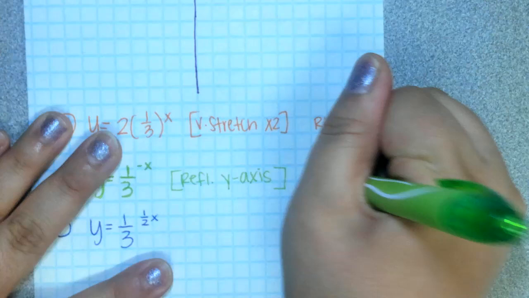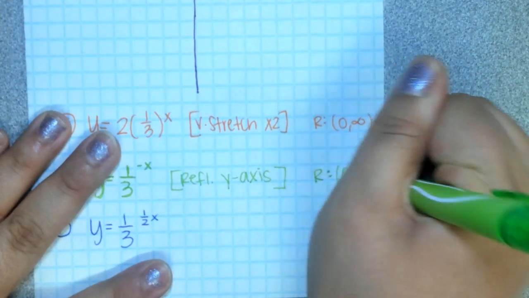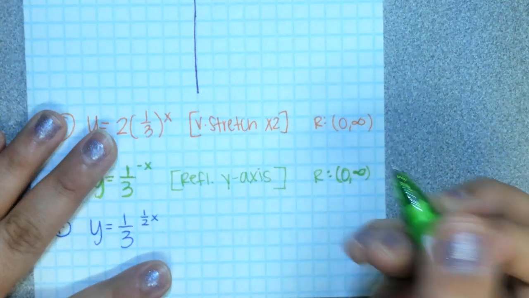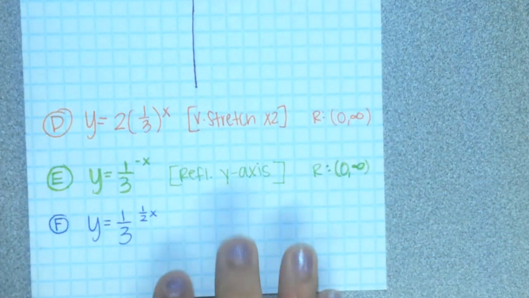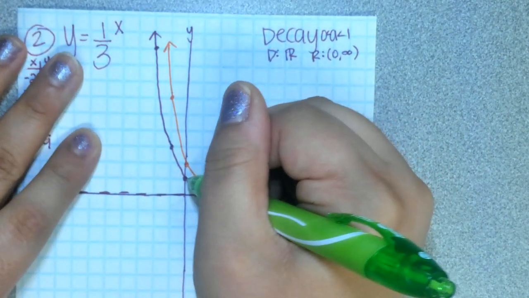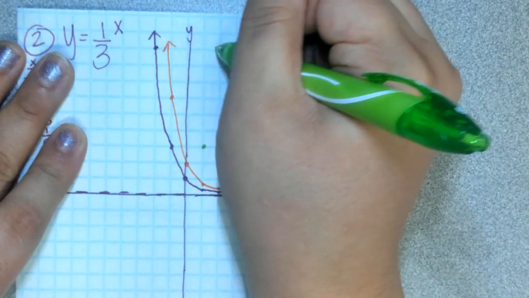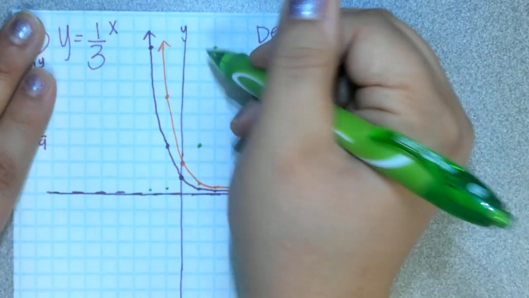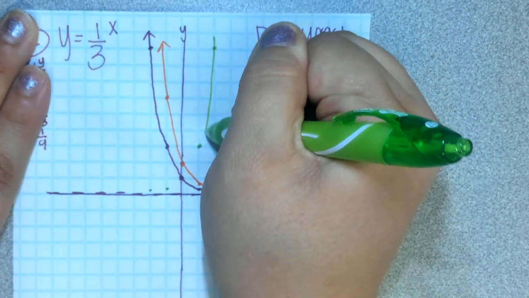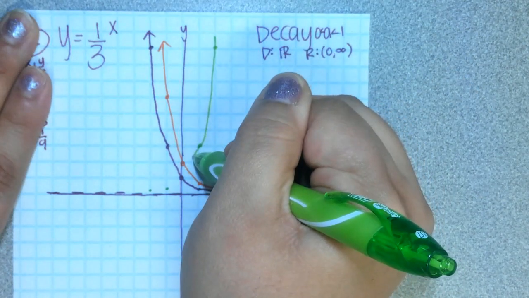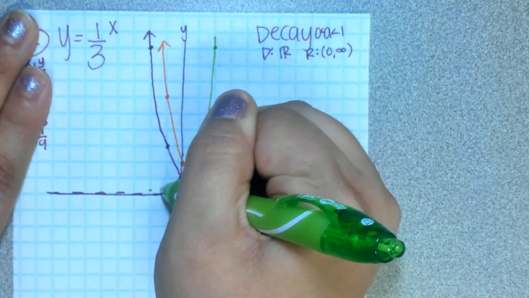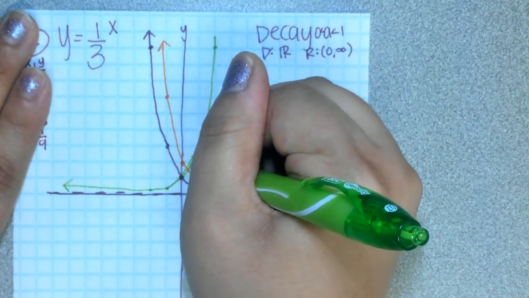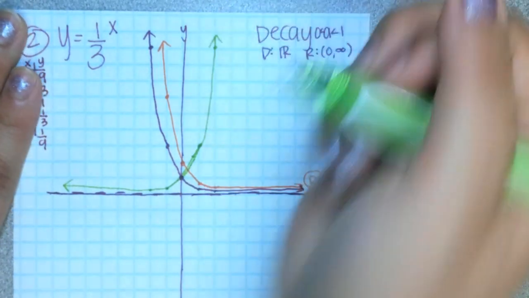How is that going to change the range? It won't. So I'm just going to take each point and reflect it over the y-axis. My asymptote's not changing. Ooh. I probably count off points on that one. That was kind of gross.